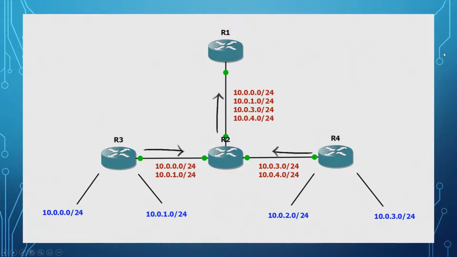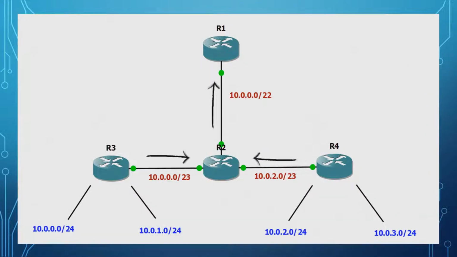But if we use route summarization, it can look more like this, where router 3 summarizes both of those addresses into a /23, and router 4 does the same thing, a /23, but starting at 10.0.2.0 to capture its two networks that it's advertising. Router 2 can then summarize those two summary addresses as well. So we can break them down into a /22. 10.0.0.0/22 captures all 4 of those blue networks.